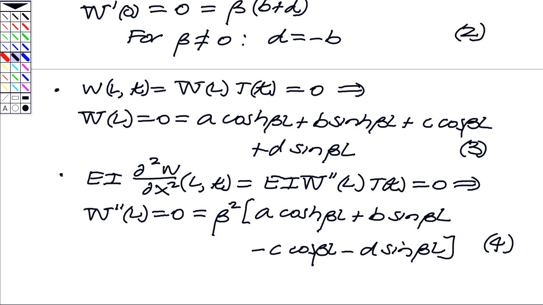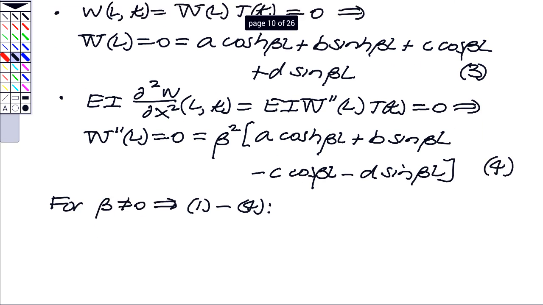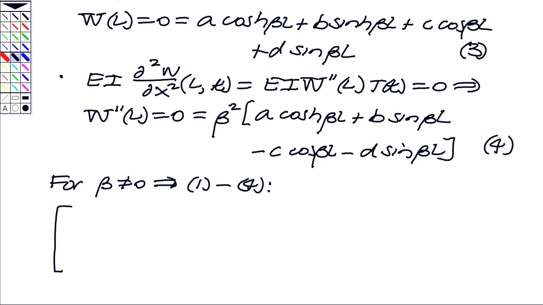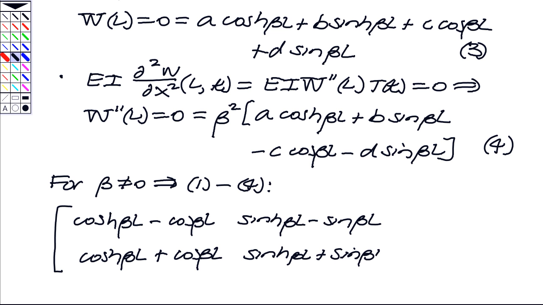Okay, so what we have is, again, we've made the assumption for right now that beta is not equal to 0. We have that equations 1 through 4 give us the following two equations, which I'm going to write in a matrix form: cosh beta L minus cosine beta L in the 1, 1 position, sinh beta L minus sine beta L in the 1, 2. In the 2, 1, it's cosh beta L plus cosine beta L. And the 2, 2 is sinh beta L plus sine beta L. And this gets multiplied by our coefficients there of A and B.